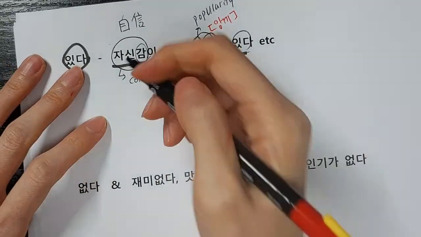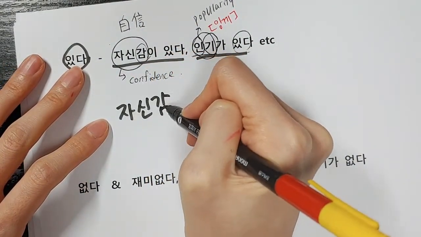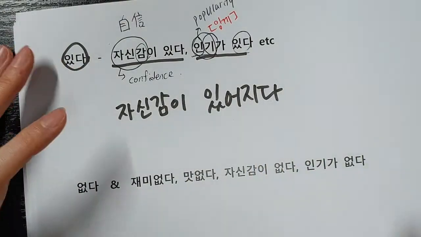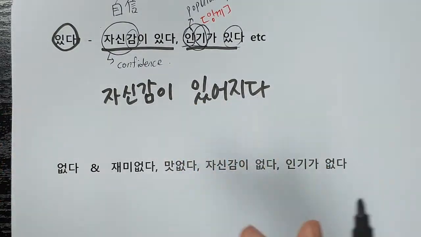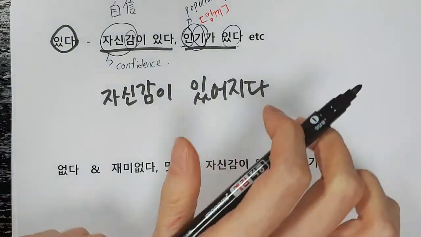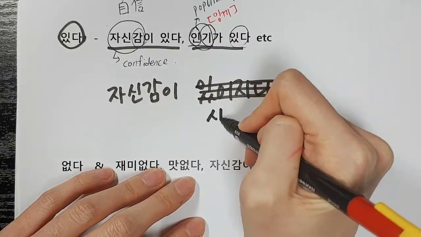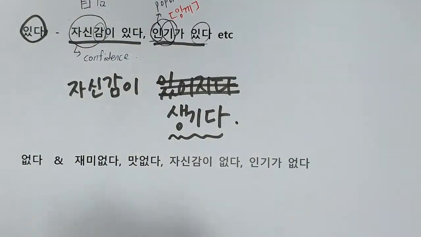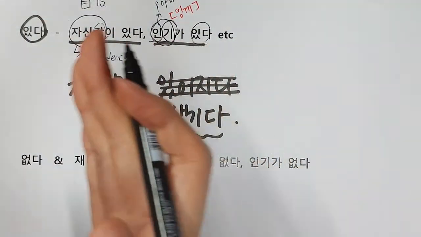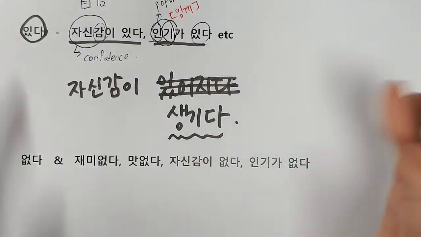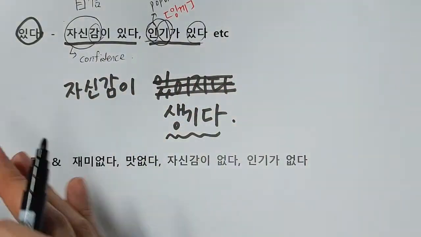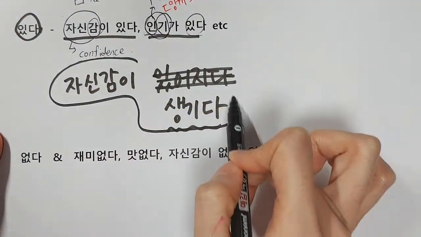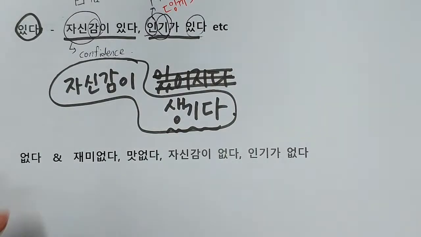So if you say 자신감이 있어지다, this sounds slightly awkward, and we don't really say it like this when we mean to become confident. We more say 자신감이 생기다. So 생기다 literally means to come into existence. So something that wasn't there before now is, right? So 자신감이 생기다 means there wasn't confidence before, but now there is. So you became confident. So 자신감이 생기다 is a more natural way to say to become confident.